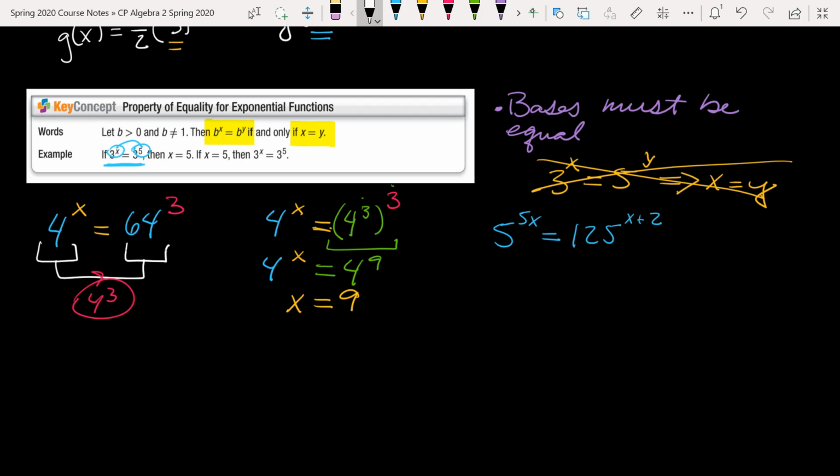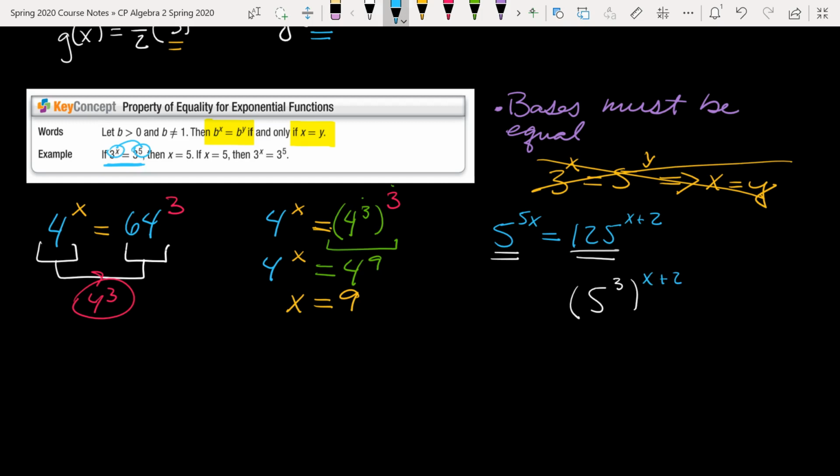So instead of just x in the exponents, now we have full expressions of x in the exponents. But that doesn't mean that our process changes. We still need to find a common base, just like we did with 4 and 64. Well, 5 and 125 are related to each other as well. In fact, 125 is 5 cubed.